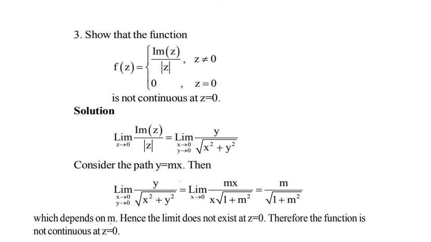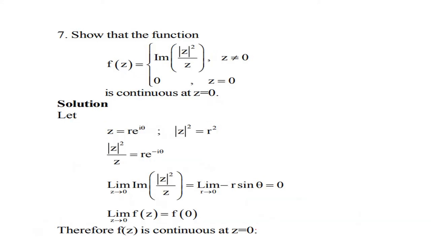So that means if m is different, that is if m is equal to 1, y equal to x, there is just one limit, and if m equal to 2, y equal to 2x, then we have another limit. The limit is not unique and it depends on the value of m, hence the limit does not exist.